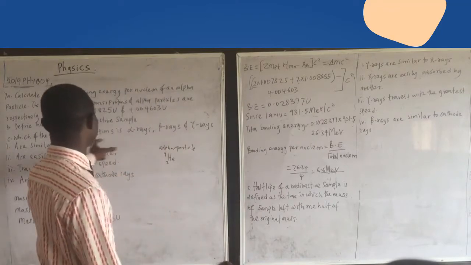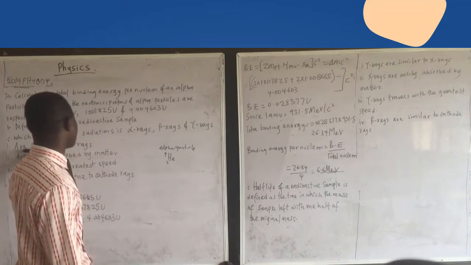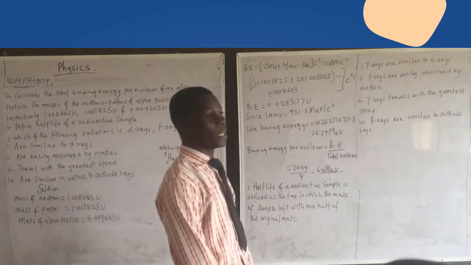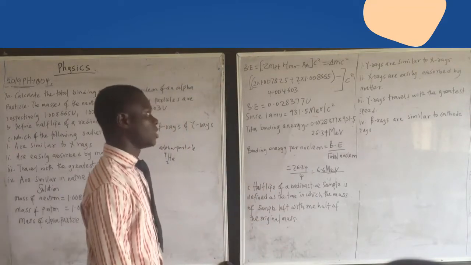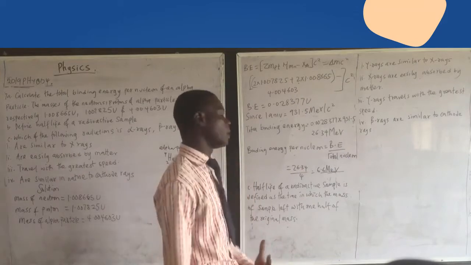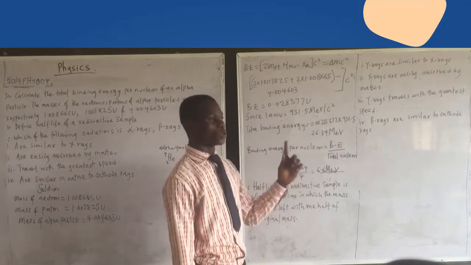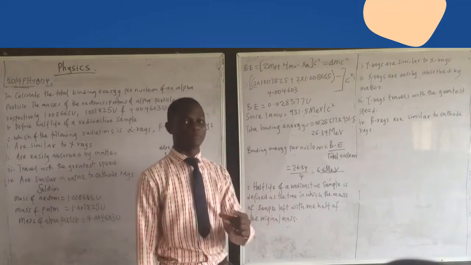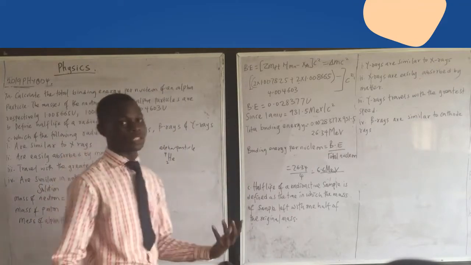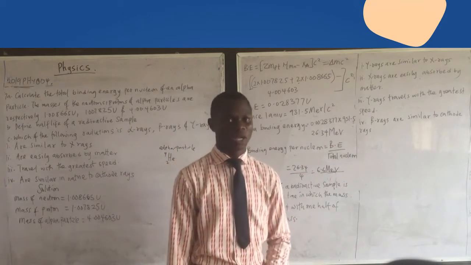So the last question says, which of the following radiation is alpha ray, beta ray, or gamma ray? A, they are similar to X-rays. That is, your gamma rays are similar to your X-rays. Are easily absorbed by matter. Obviously, you know X-rays are easily absorbed by matter. They travel with the greatest speed. Gamma rays travel with the greatest speed. The speed at which alpha rays and beta rays travel is less compared to that of gamma rays. They are similar in nature to cathode rays. When you talk about cathode rays, beta rays should come to your mind. So beta rays are similar to cathode rays.